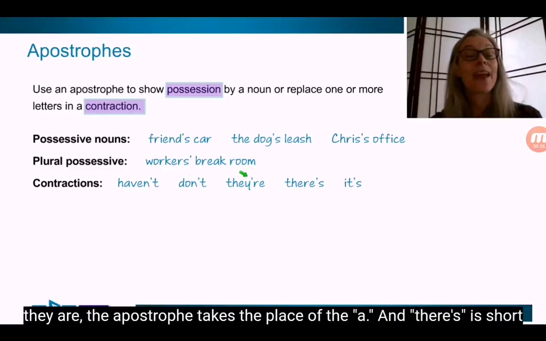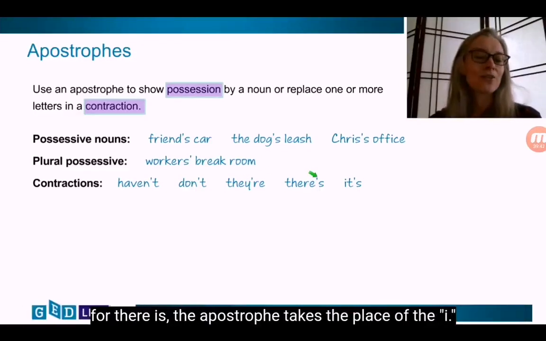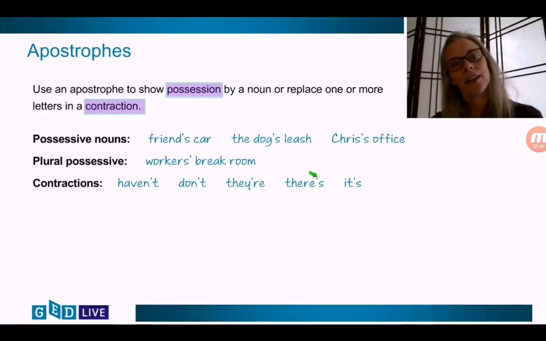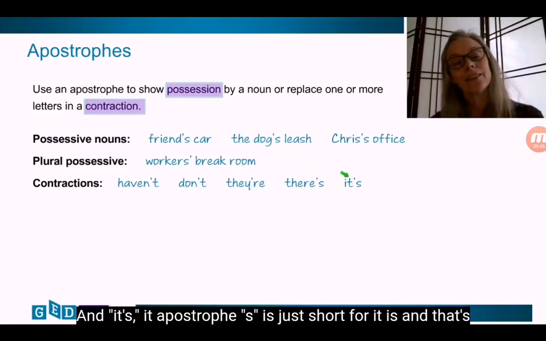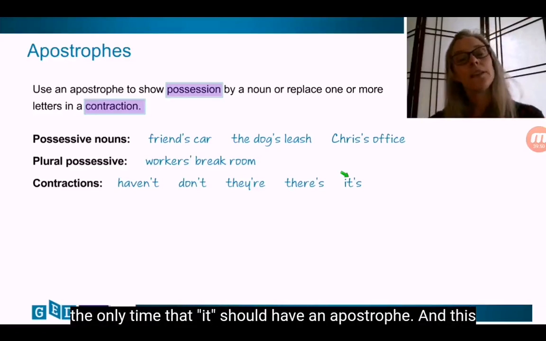They're is short for they are. The apostrophe takes the place of the A. And there's is short for there is. The apostrophe takes the place of the I. And it's, right? It apostrophe S is just short for it is. And that's the only time that it should have an apostrophe.